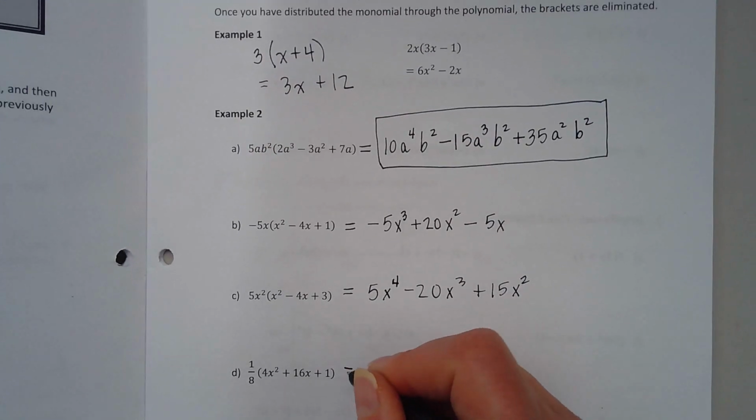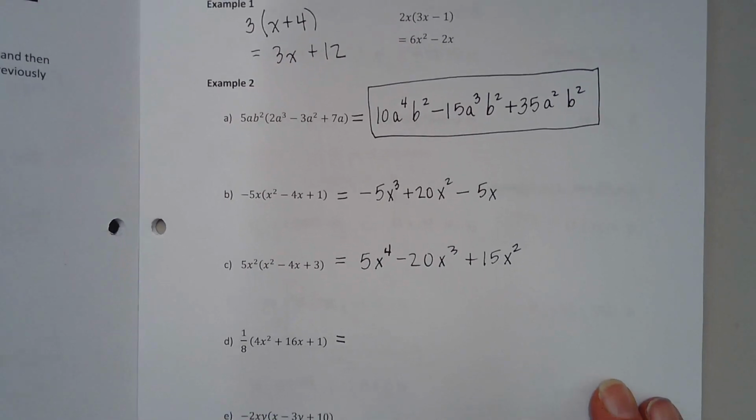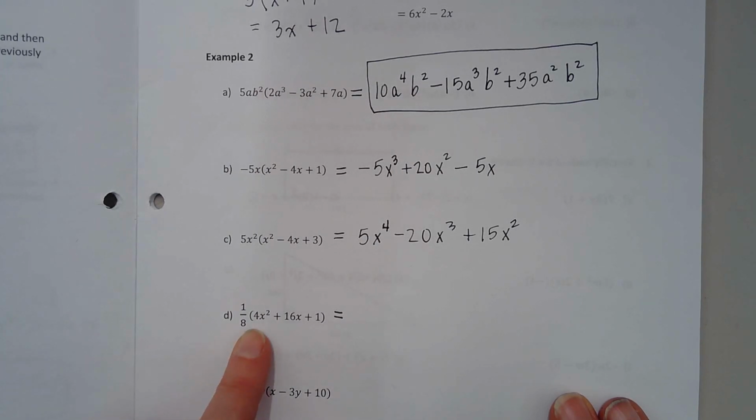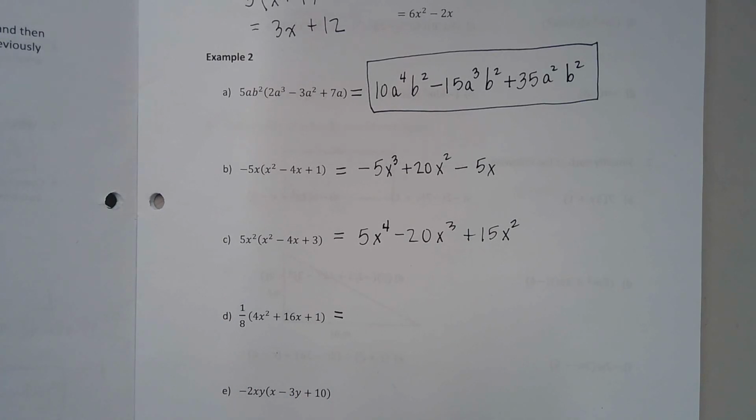All right, I'm going to challenge you to try the next one on your own first, D, because it involves a fraction. So it's good practice with fractions. You've got to multiply an eighth by 4, and then an eighth by 16, and then an eighth by 1. So see what you end up with. What do you mean by reduce? Yeah, if you have fractions, always reduce fractions if you can.